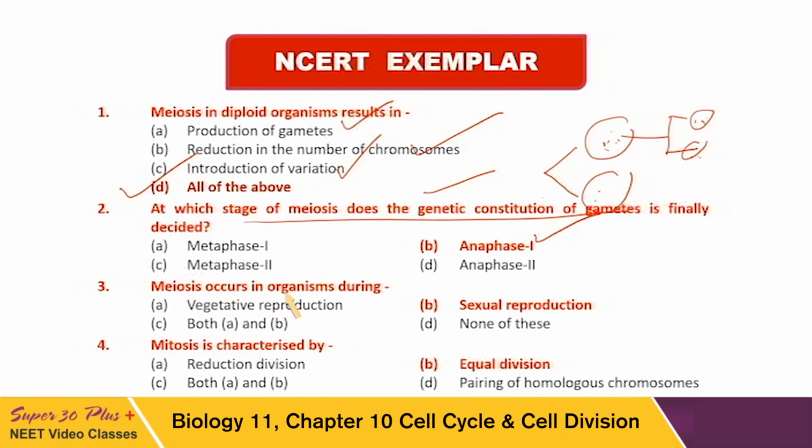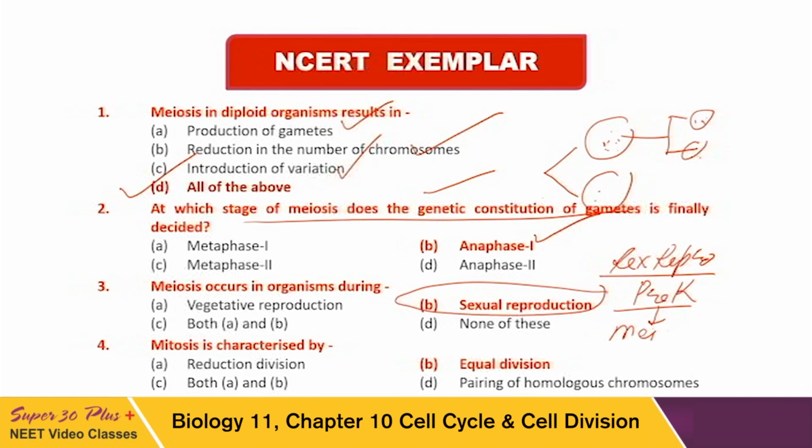Meiosis occurs in organisms during sexual reproduction. Sexual reproduction is absent in prokaryotes. That's why prokaryotes do not have meiosis, or we can say sexual reproduction. It is true that sexual reproduction is absent in prokaryotes. They do not have meiosis.